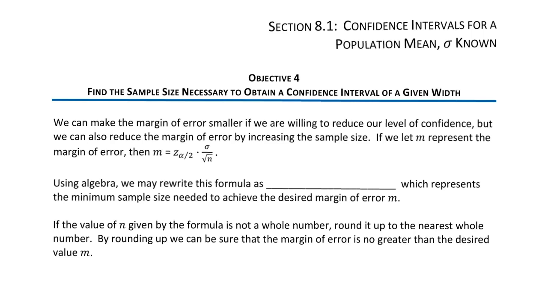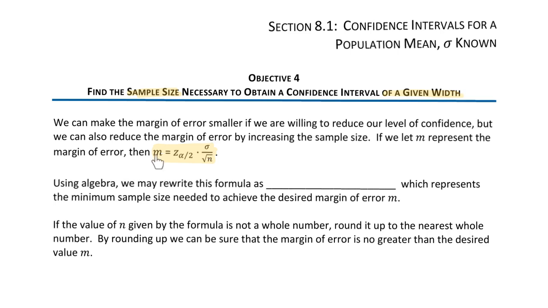Objective 4. Find the sample size necessary to obtain a confidence interval of a given width. This is the formula for the margin of error. We can make the margin of error smaller if we are willing to reduce our level of confidence. Also, if we increase the sample size, that means dividing this number by a larger number, that means we'll get a smaller value. Then by doing that, we can reduce the margin of error. That means one way is to increase the sample size.